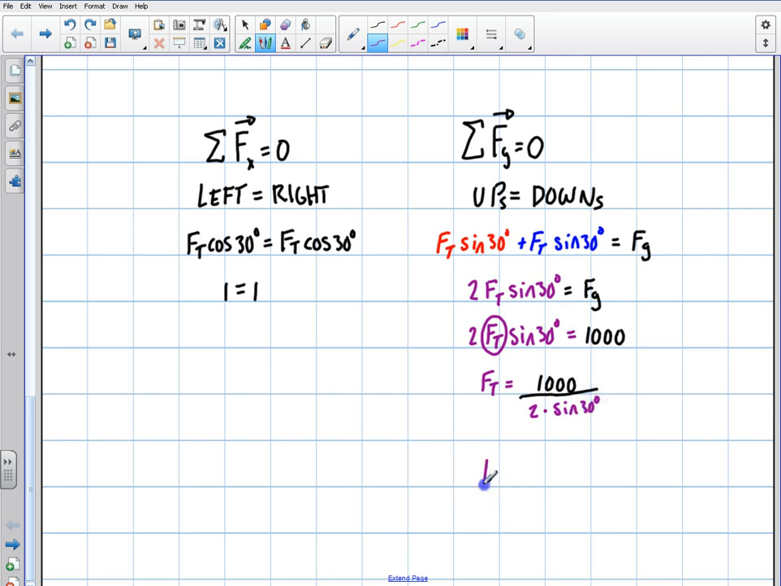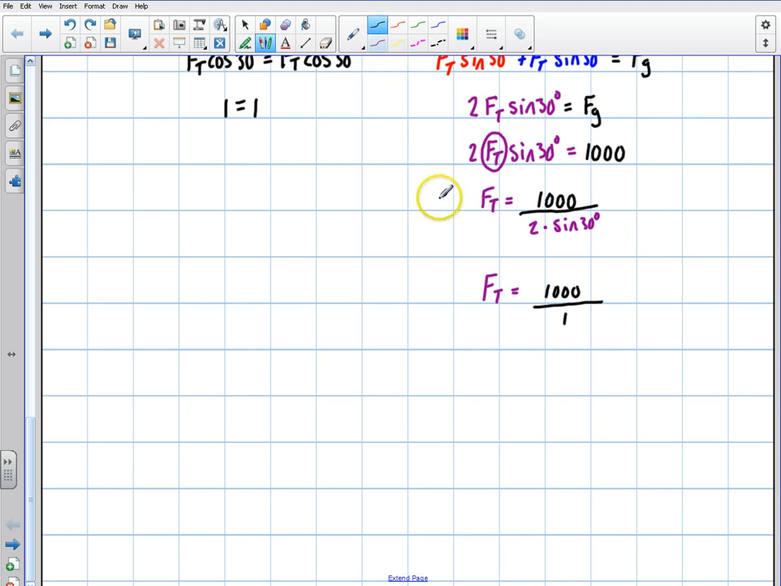In this case, that's a very basic problem to solve now, because I know that I have 1,000. I'm just going to write these in black now, my final answer. Sine of 30 is 1/2, times 2 is 1. So it's just 1,000 over 1. So my force of tension is simply going to be 1,000 newtons. In this particular case, let's throw a box around it. The tension in the rope was equal to the weight.